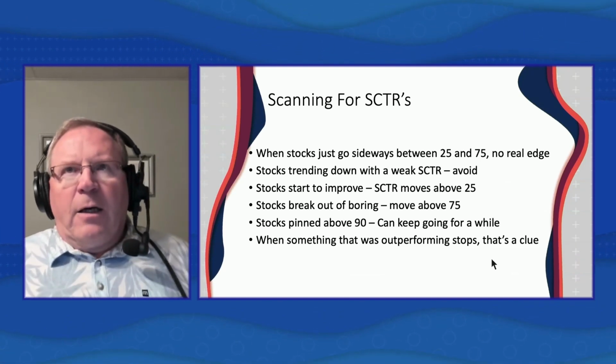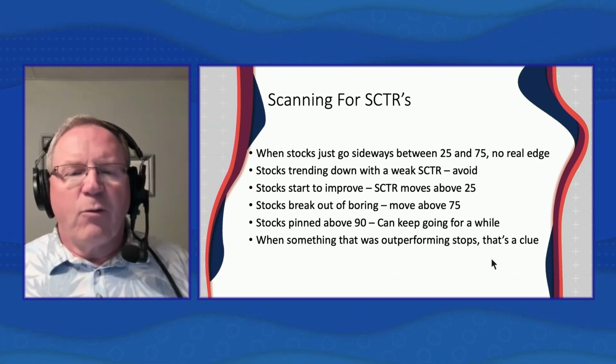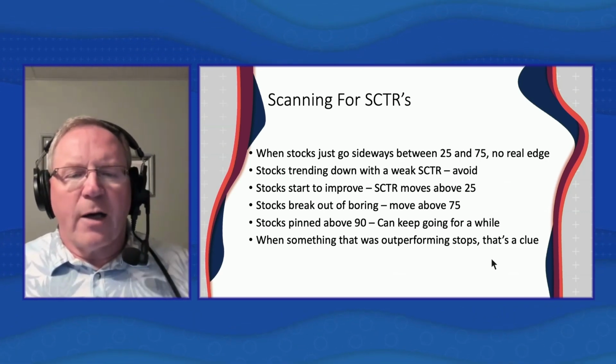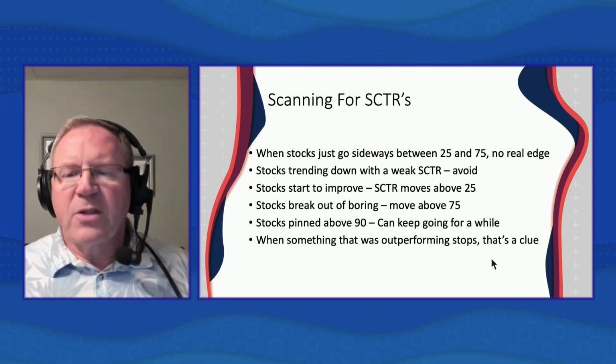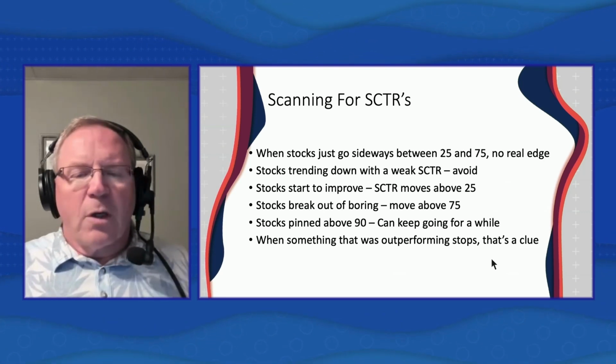There's a big bucket of stocks out there, right? There's 8,000 of them. So how do we find any real edge? And I'll give you an example. When a stock just goes sideways between 25 and 75, it's not really outperforming. So let's go look. I have one stock here.